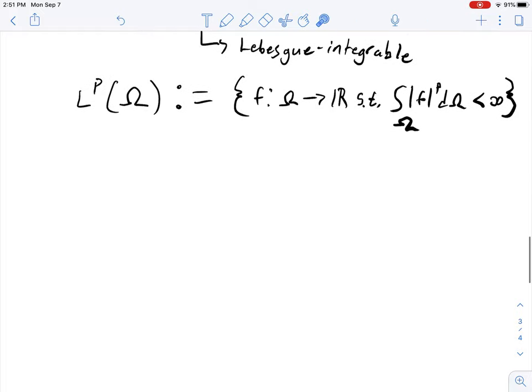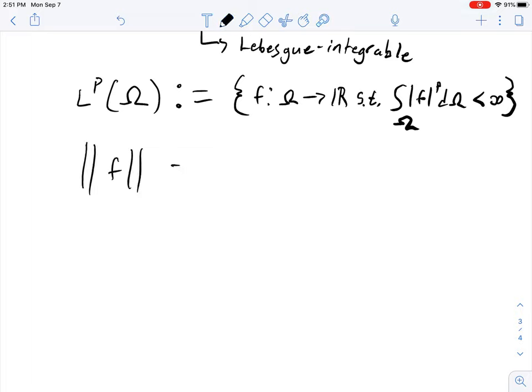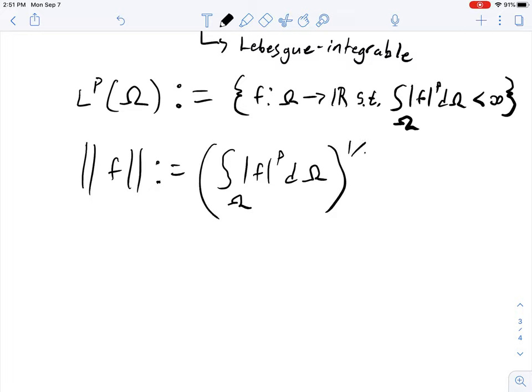But they have a natural norm. We'll call it the LP norm, like that. So the only time that this norm is compatible with the idea of an inner product is when P equals 2.